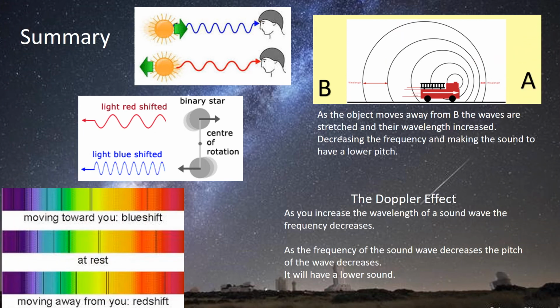I'll leave you with the summary then. It's important that you get to grips with this because you're going to need it to apply to Big Bang Theory in the final lesson of the space physics topic. So we've got a little explanation of how it affects sound and what the Doppler effect does, and then we've got the spectral lines on there and just a little bit about the binary star, just in case you come up with a question like that.